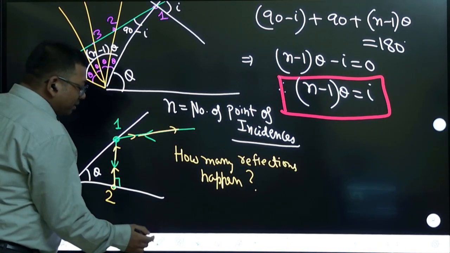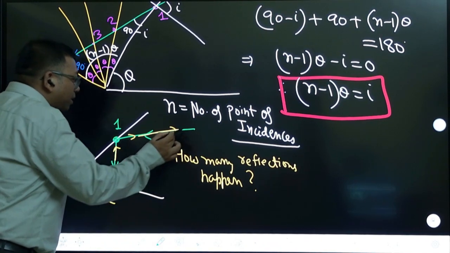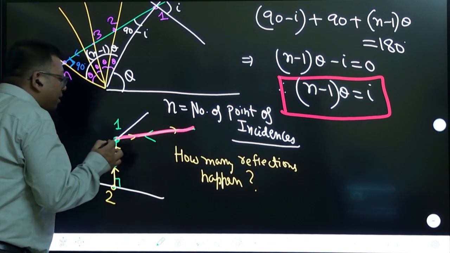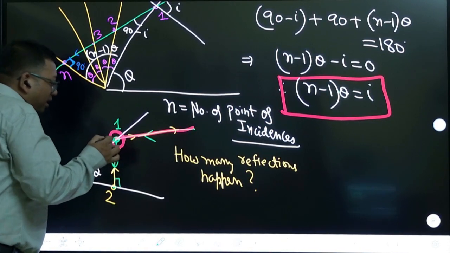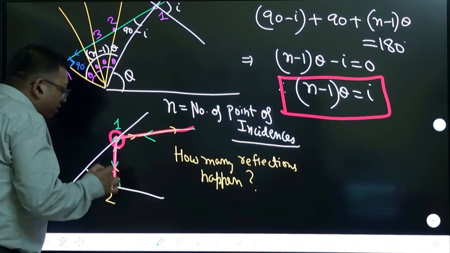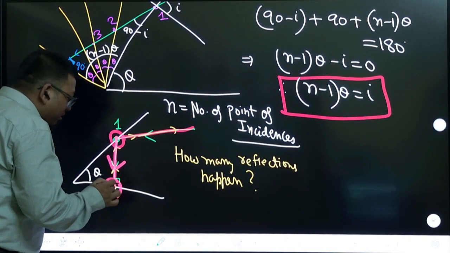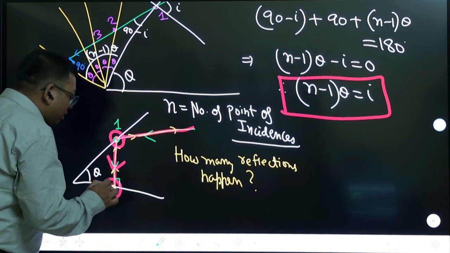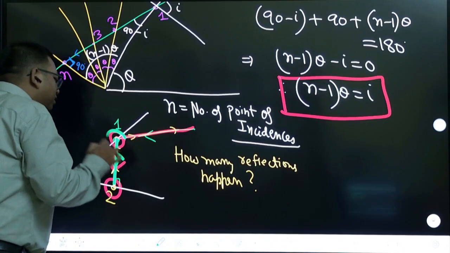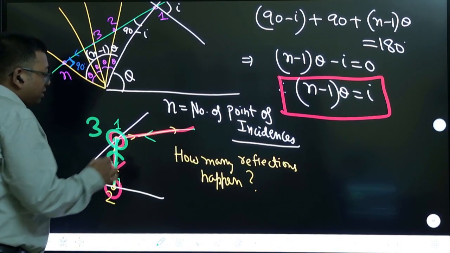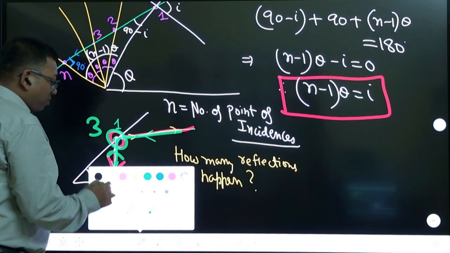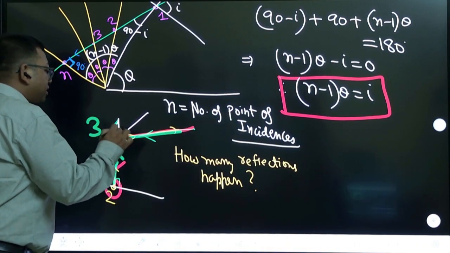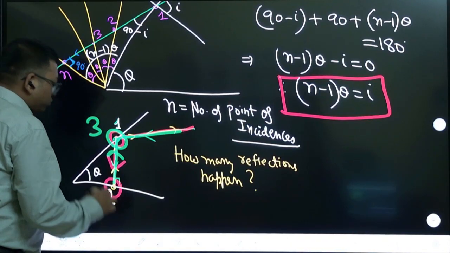See, again I will repeat. Just look here. Suppose a ray of light came and hit here. After hitting, it went there. So it has now hit the second time here. But now when it is returning backward, it is hitting here the third time. Understood? So how many reflections happen? Three reflections happen. One, two, and three.